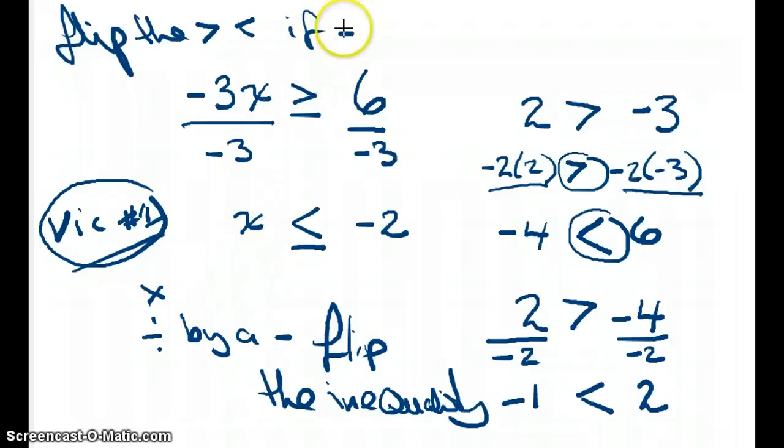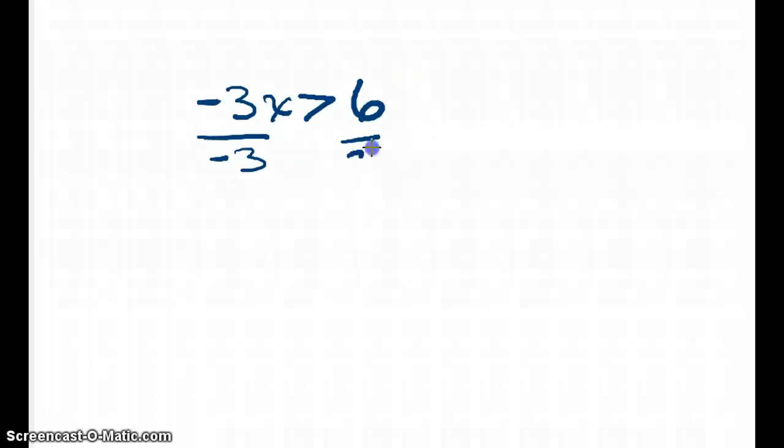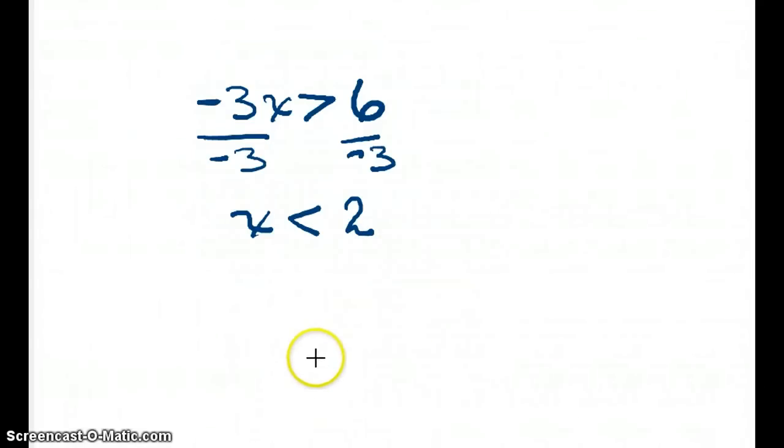So here we had negative 3x is greater than 6. We divide by negative 3, divide by negative 3. We get x is now less than 2. Okay? Well, how do you check this? Well, the first thing we do is we check to make sure that this number is correct.